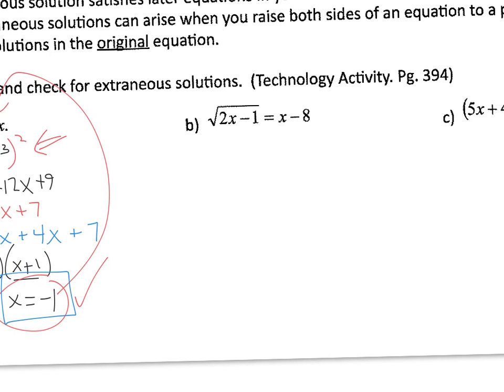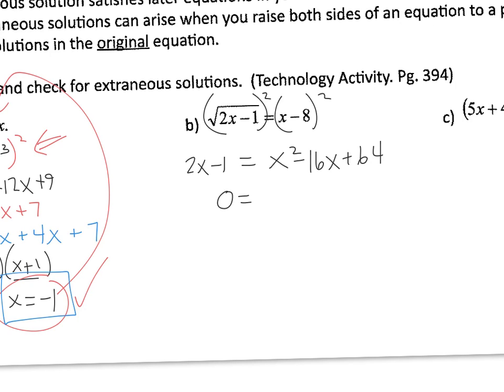Okay, so B, I'm going to square both sides, and I'm going to end up foiling it out. So I have 2x minus 1 equals x squared minus 16x plus 64. I'm going to get one side equal to 0. And then after this, you can do what's comfortable with you.